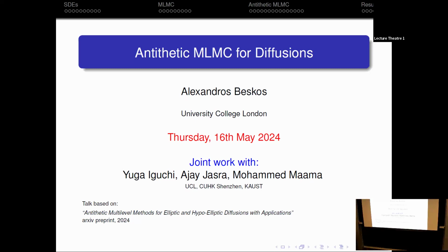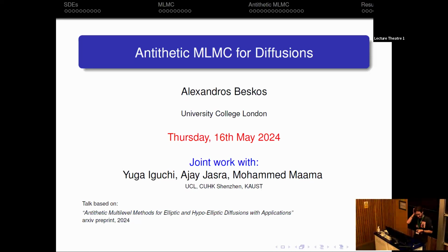Yuka has done a lot of the theory behind this work. Let's see. It's a simple idea. It has to do with multilevel Monte Carlo, in the context of stochastic differential equations.